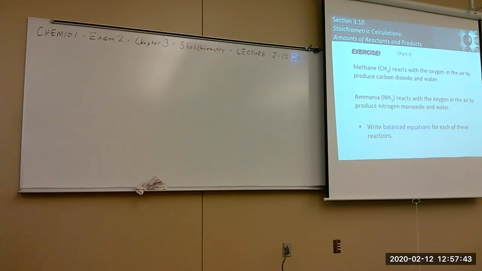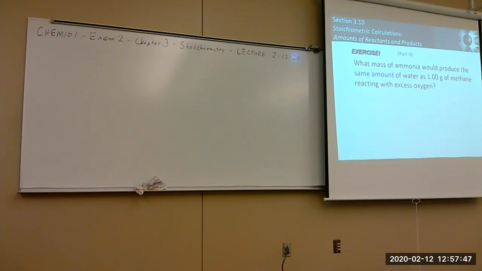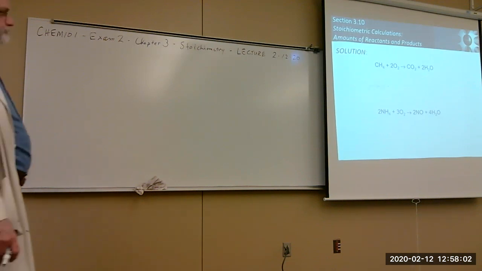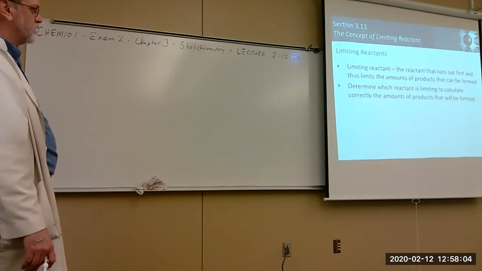I'm going to have to skip this one because we're going to run out of time. But it's there. Just review it, and if you have a question like that in your review document, then we can talk about it next week during our review session. We need to get on to limiting reactants.